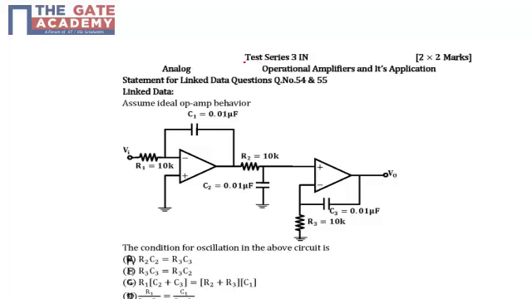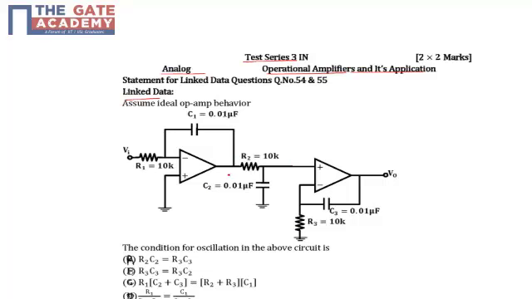Hello students, the given question is from test series 3, subject analog, from the chapter operational amplifier and its application. It is a linked data question. Assuming ideal op-amp behavior, we need to find out the condition for the oscillation in the above circuit.